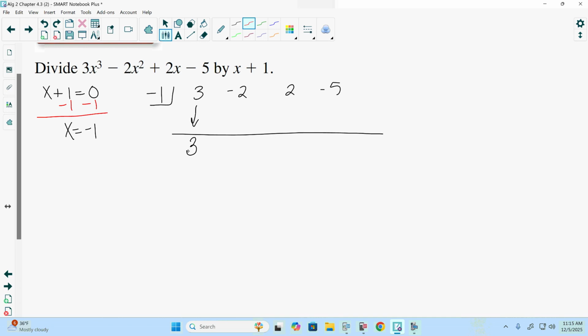We're ready to start multiplying and adding. -1 times 3 is -3. -2 plus -3 is -5. -1 times -5 is just +5. 2 plus 5 is 7. -1 times 7 is -7. And -5 plus -7 is -12. Because if we take 3 of the 5, it would take us from 7 to 10, and we'd have 2 more, -12.